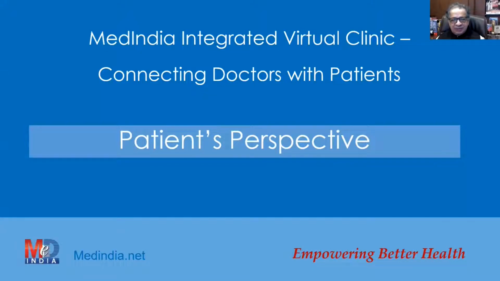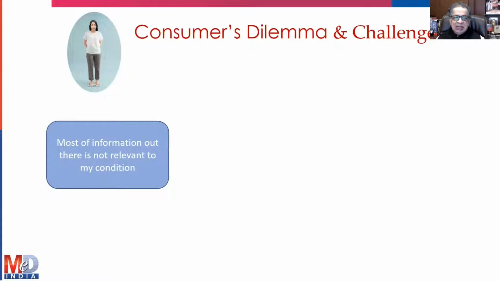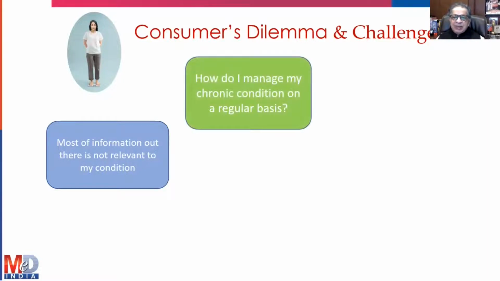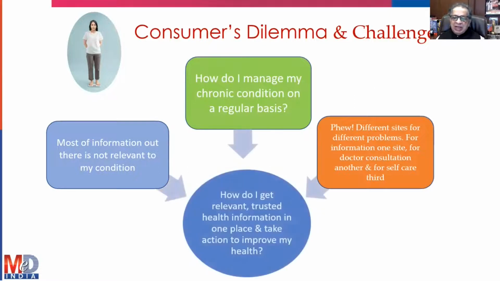What about the patients' perspective? What do the patients get? Like a doctor, consumers also have their dilemmas and challenges. What they feel is that most of the information out there is not necessarily relevant to their condition, which means they have to do multiple searches before they come to one location. They're not very sure how to manage their chronic condition on a regular basis. And as I said, they go to different sites for health information, for doctor consultation, for their self-care. So it's all fragmented out there.